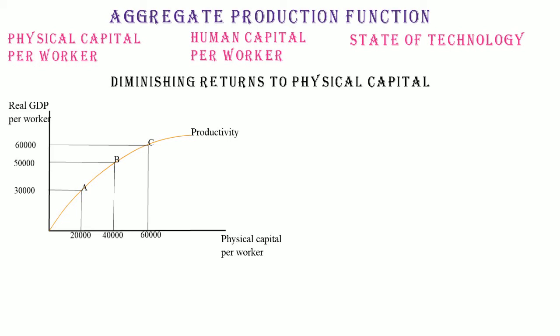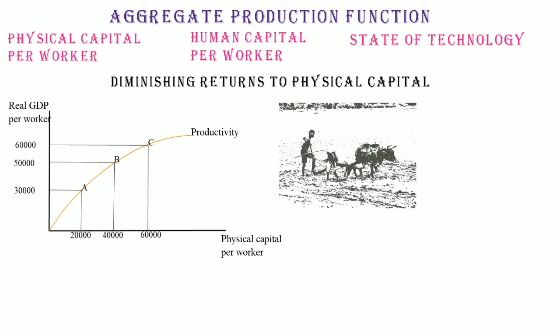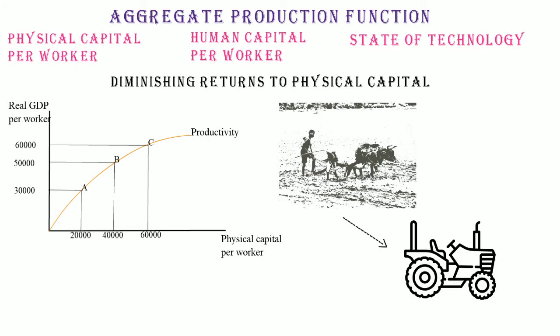When the physical capital increases from $20,000 to $40,000, the real GDP increases from $30,000 to $50,000, whereas the further increment of capital to $60,000 increases the real GDP only by $10,000. Let's explore an analogy for this. The production of wheat increases significantly if a farmer plowing by hand is given a tractor. But if a farmer who already has a tractor is provided with another advanced tractor, the production increases, but not as significantly as in the former case.